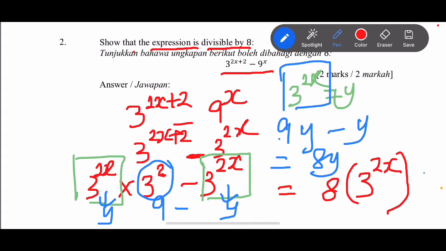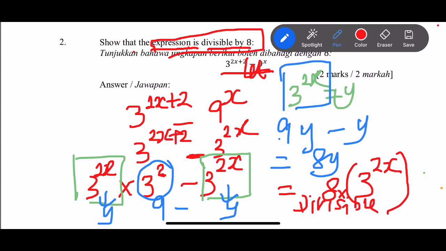Once you get this answer, it's actually telling me that this term is divisible by 8 because it's a multiple of 8. It's 8 times 3 power 2x. That means if x equal to 1, it's 8 times 3 power 2, which is 8 times 9, 72, is divisible by 8, isn't it? So we just express as a multiple of 8. Multiple means it must be multiplied by another term.